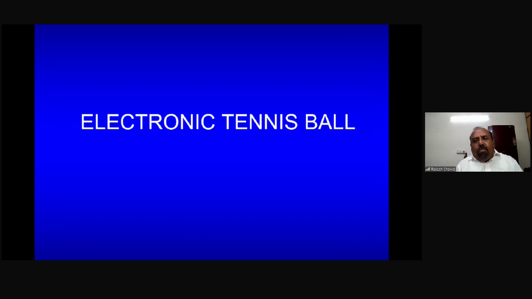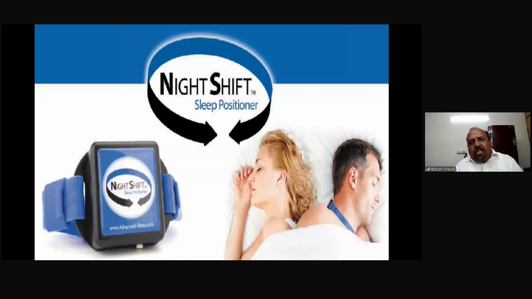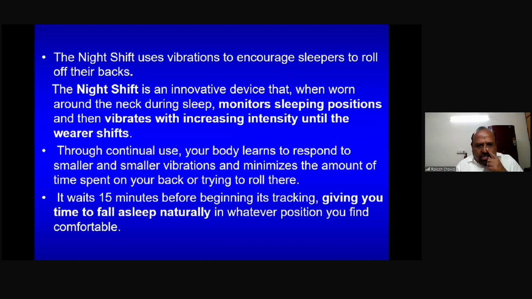Electronic tennis ball, another beautiful equipment available in 10,000 or 11,000 rupees. It's a night shift sleep positioner. It is beautiful. If you put it on the back of the neck like this, it will be here, and there is a silicone belt, and you have the magnetic joints here so that there is no suffocation. If there is a stretching, it opens up.